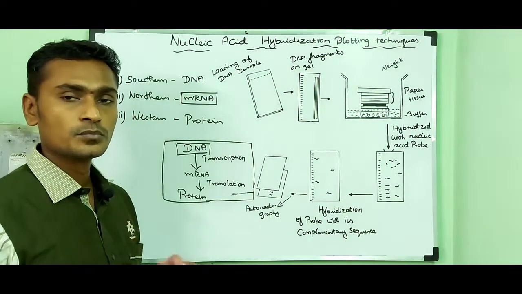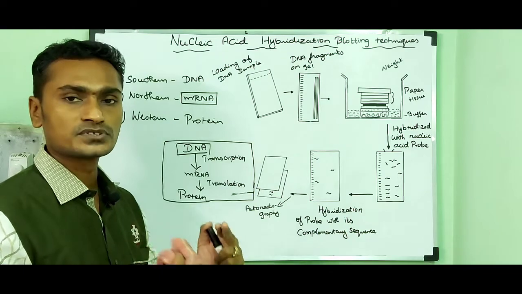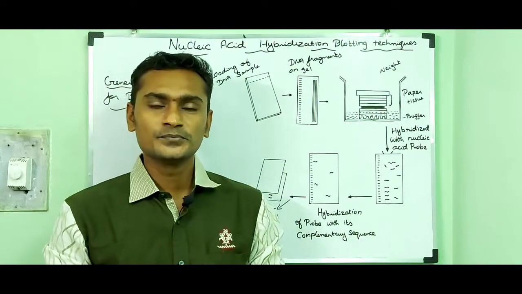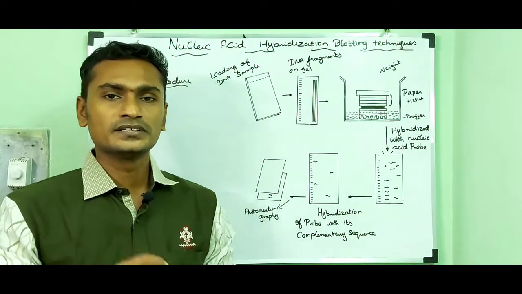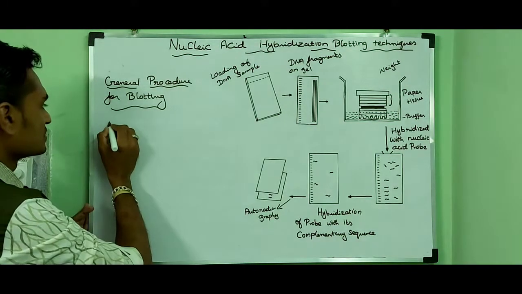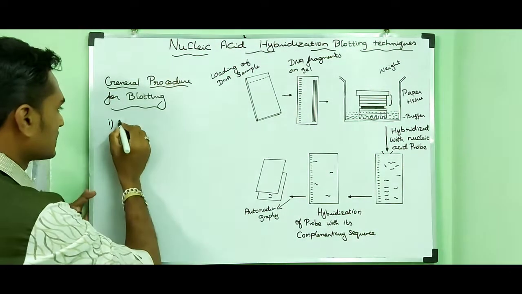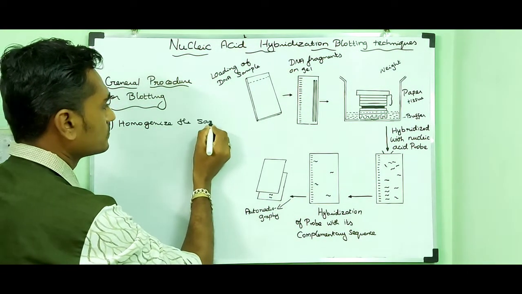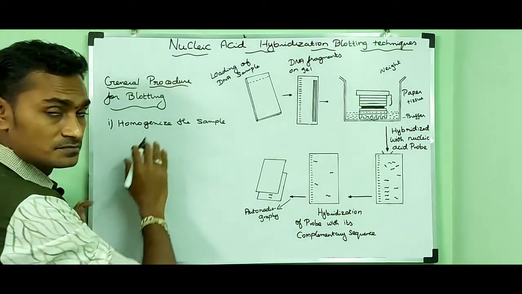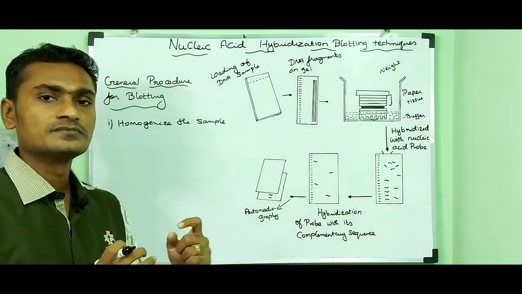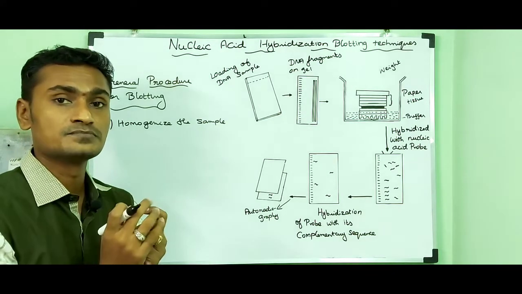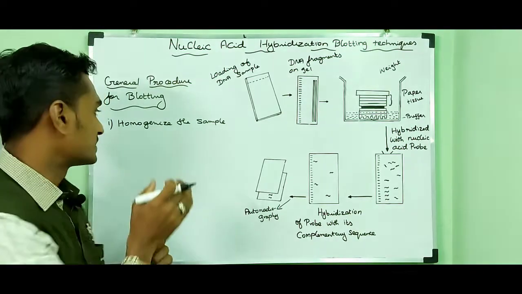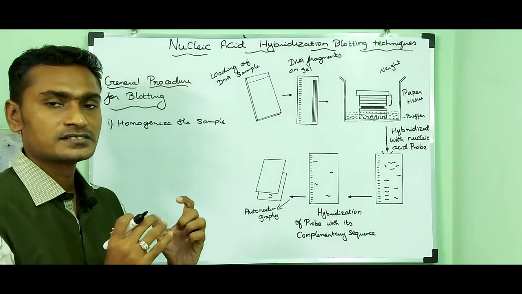Then I am going to tell you about the general procedures which are involved in the blotting technique. The first procedure: homogenize the sample. Homogenization is a biological process in which different fractions of the biological sample become equal in composition or equal in proportion, and that process is called homogenization.